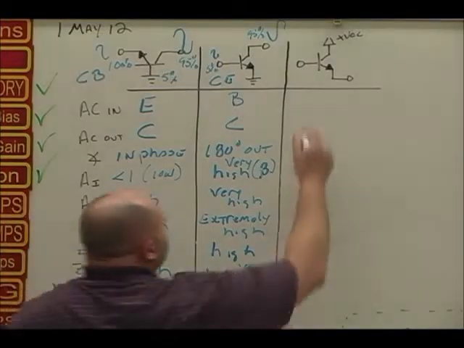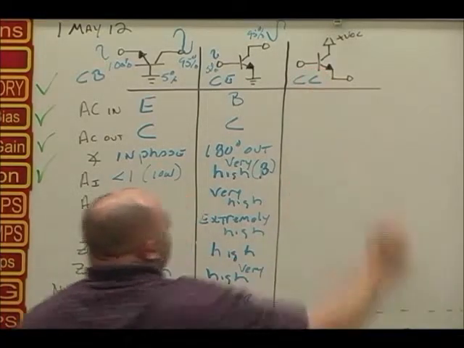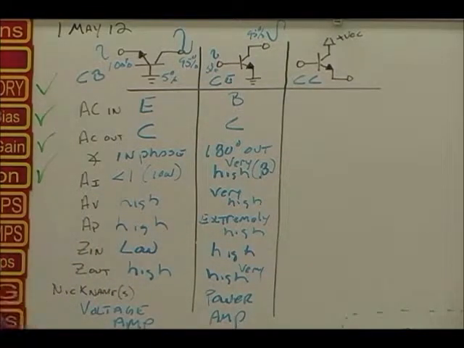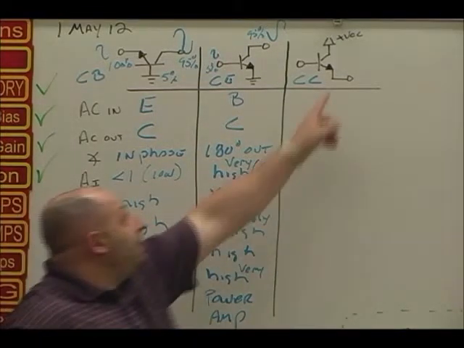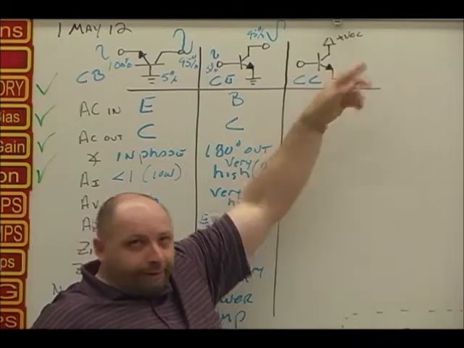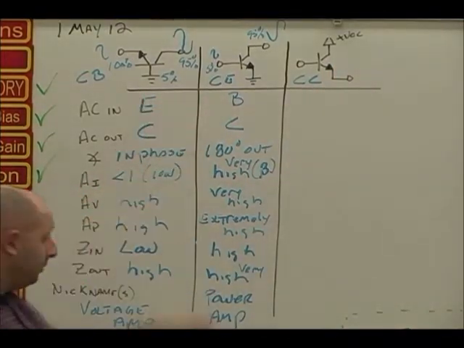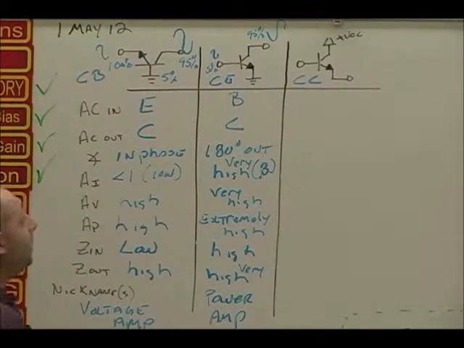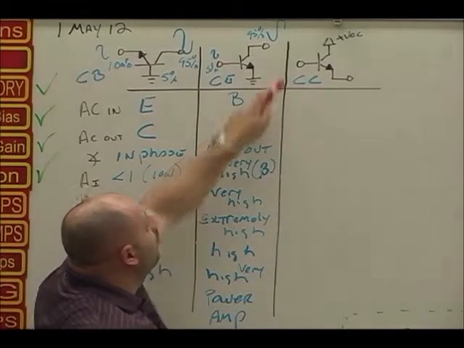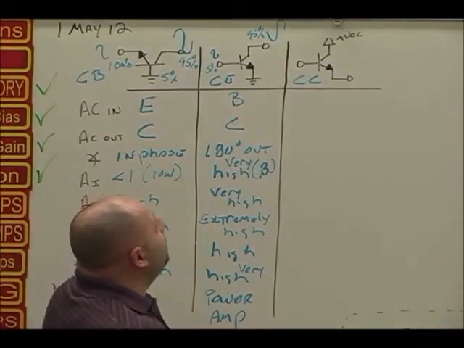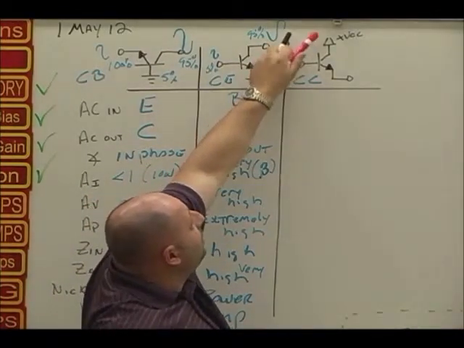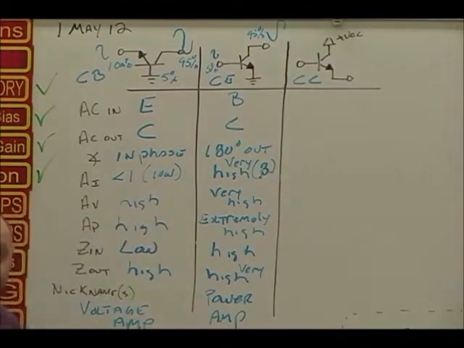Next one. Common collector. Identify the schematic symbol. How do you know? Well, that positive VCC should give it away. It doesn't look like the other two. That should give it away right there. Input's still on the base. Now it's with respect to the collector, because the collector is tied to the positive potential, or positive of the power supply or the DC source.